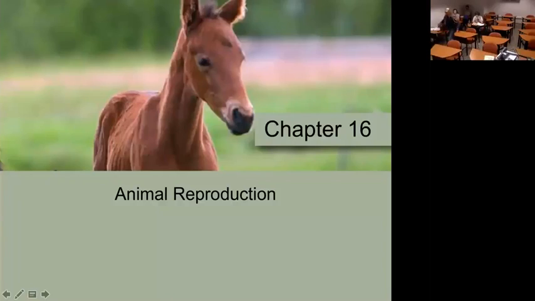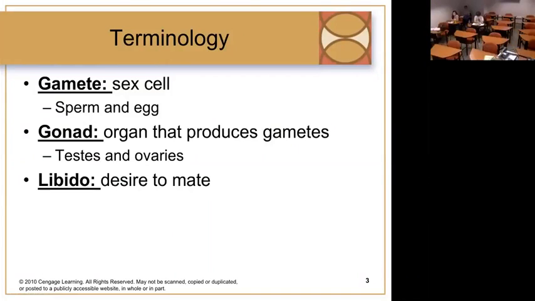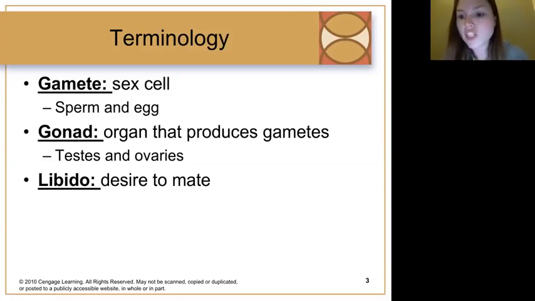Different areas that people study. So we're going to talk about reproduction today. And like the other lectures, it's going to involve some biology, so it's going to be some material with some scientific terms. So just try to hang in there with me.